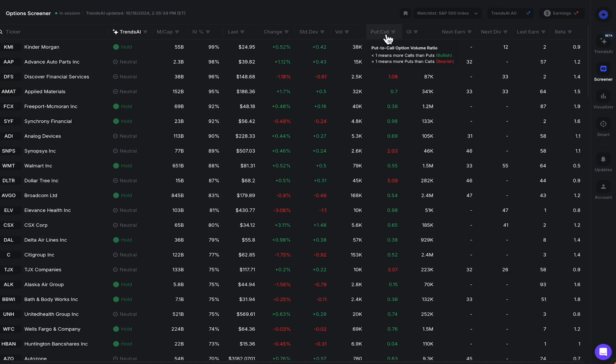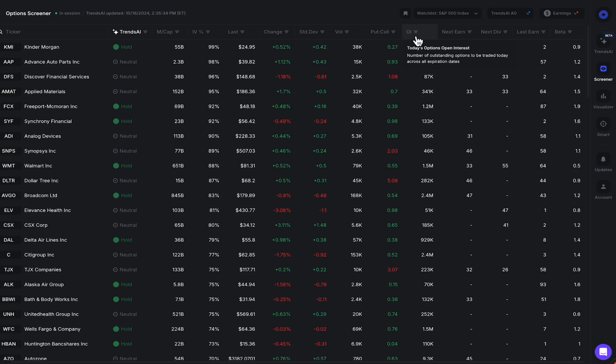We have the put to call ratio. Let's keep things very simple. If we have a reading of less than one, that means there were more calls than puts traded. If we have a reading higher than one, then there are more puts traded than calls. If we have a green number and it's less than one, we are in positive bullish territory, or the sentiment is relatively bullish. If we are currently above one with a red number here, then the sentiment is leaning more bearish. Something to consider.